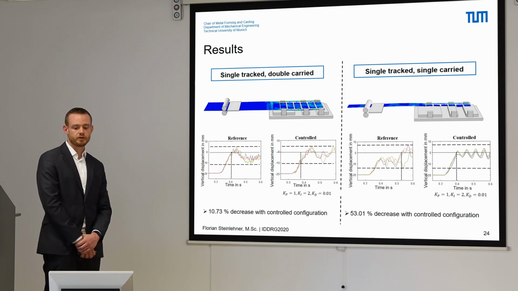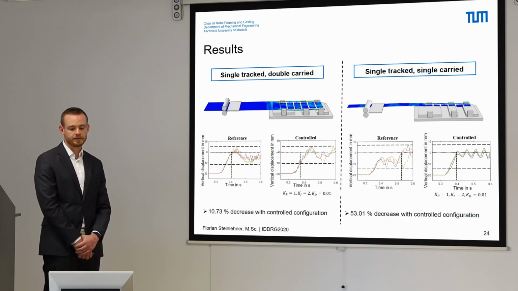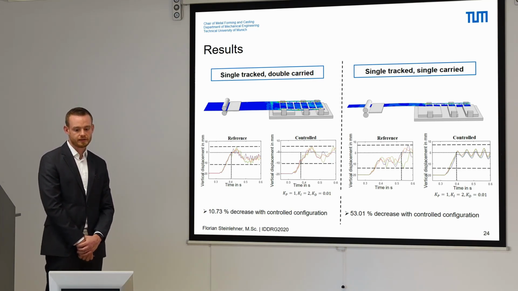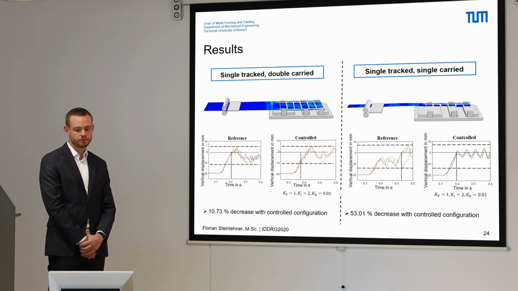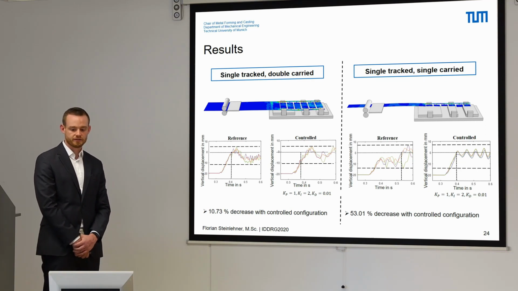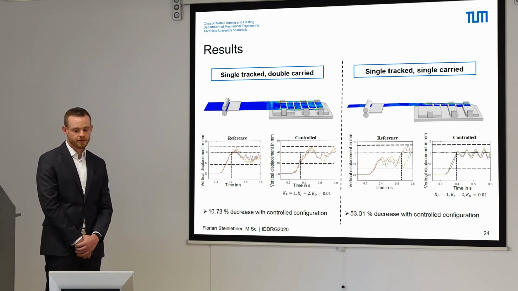Similar results were achieved for the two single-tracked strip layouts. Both of them are highly affected by strip vibrations for the reference uncontrolled configuration. The double-carrier layout showed the smallest influence of the controlled strategy and seems to not be as controllable with the chosen PID values as the other strip configurations. Therefore, the single-carrier layout can be controlled to a vibration decrease of more than 50%.